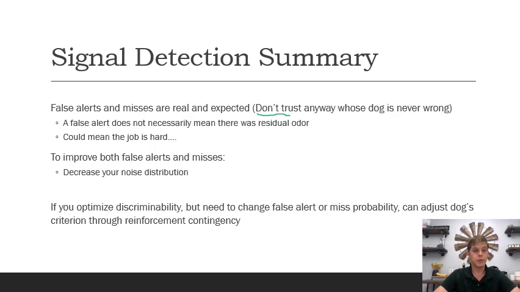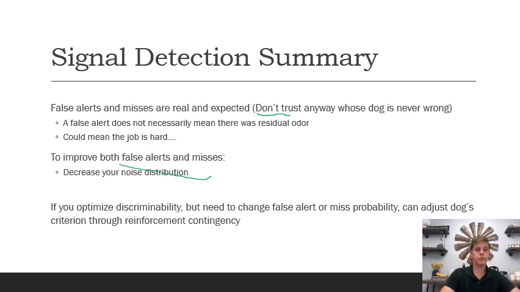To improve both false alerts and misses, the only way to do both simultaneously is by decreasing your noise distribution or shifting your signal distribution much higher than your noise distribution, meaning that you can remove distractors in the environment, you can remove complicating factors that are significantly overlapping with your target odor or decreasing target odor availability, or you can make it easier by increasing target odor availability. Those would be ways that would improve both of them at the same time. Otherwise, you would have to make trade-offs.